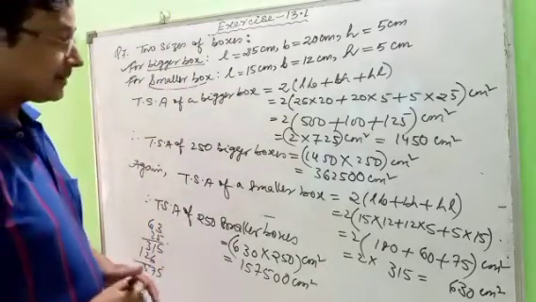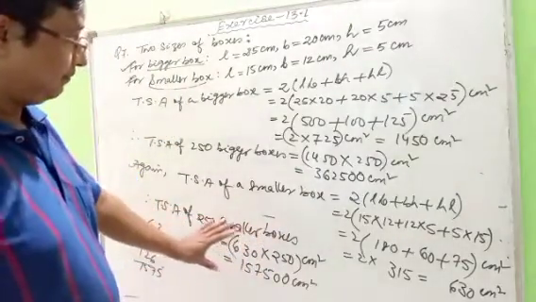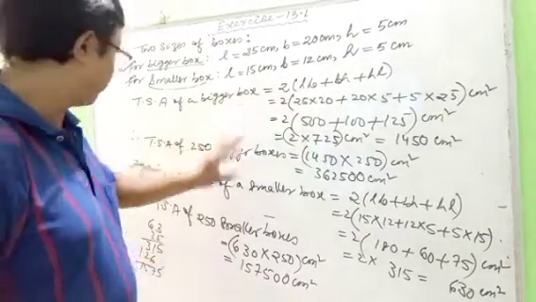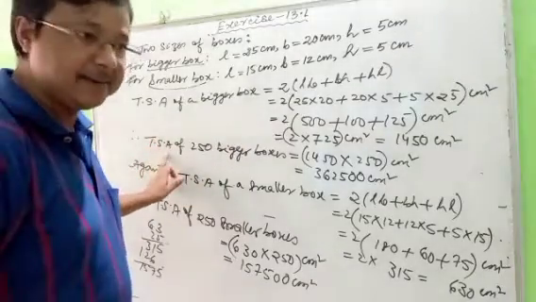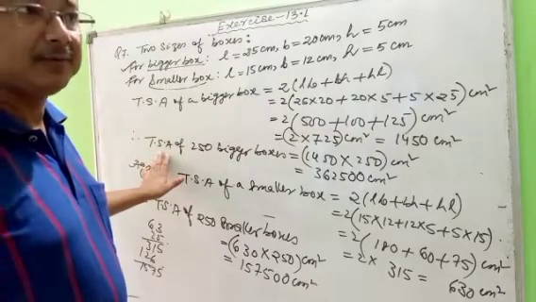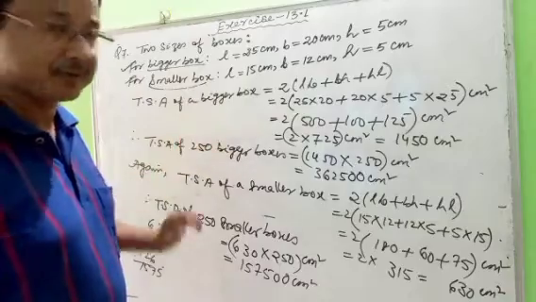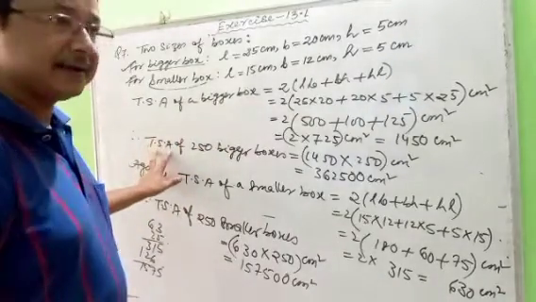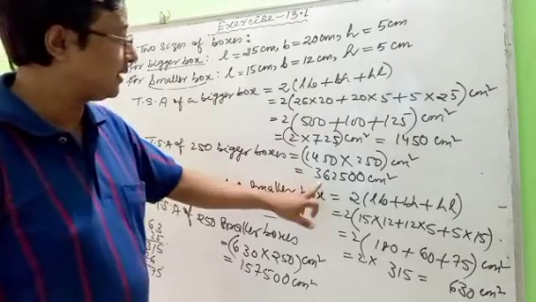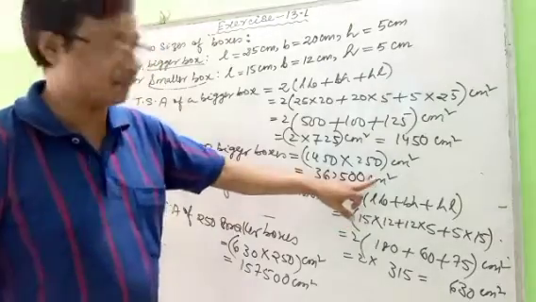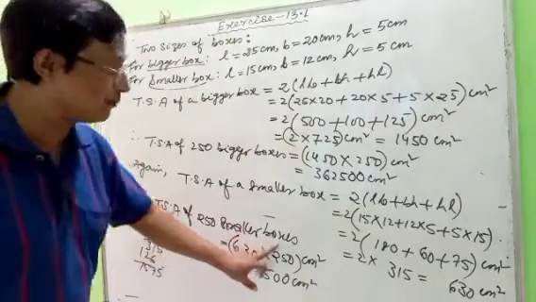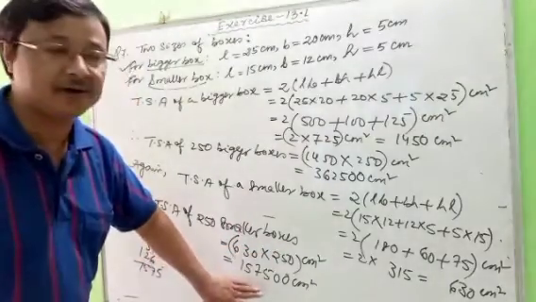Now you have found out the 250 bigger boxes area of cardboard. That means you are actually finding out the total surface area of cardboard, how much cardboard they will need to make these two different types of boxes. So total surface area implies the area of cardboard for making 250 bigger boxes, and similarly, for the total surface area of 250 smaller boxes, they will need this much area of cardboard.